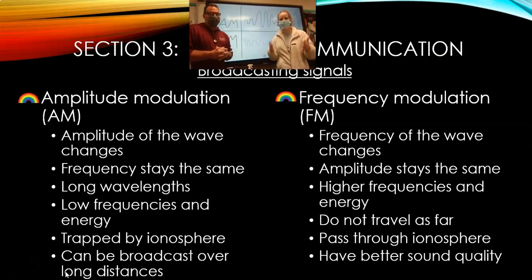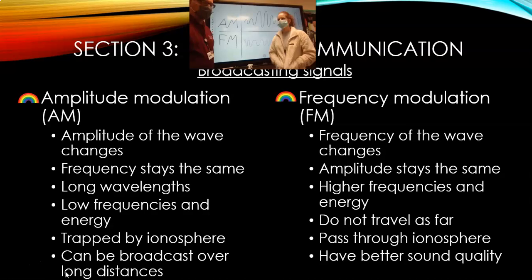The name is literally going to tell you what changes. In amplitude modulation, the amplitude will be modified or changed. In frequency modulation, the frequency will be modified or changed. In amplitude modulation, since the amplitude is changing, the frequency will stay the same. And in frequency modulation, since the frequency is changing, the amplitude will be what stays the same.